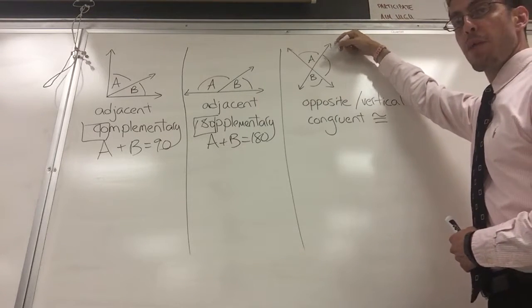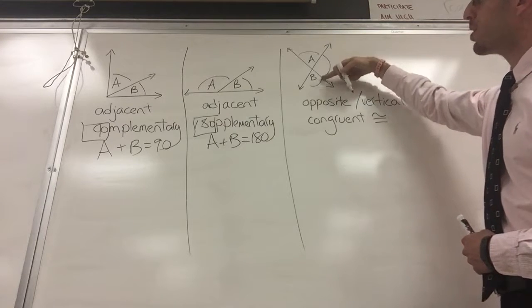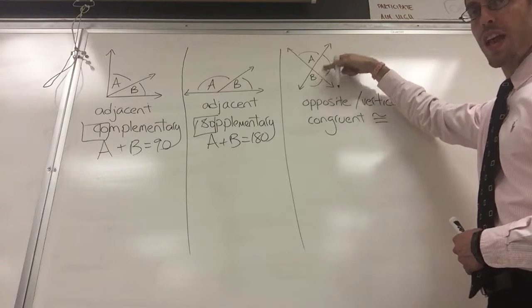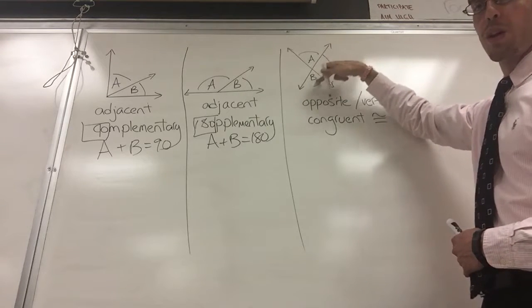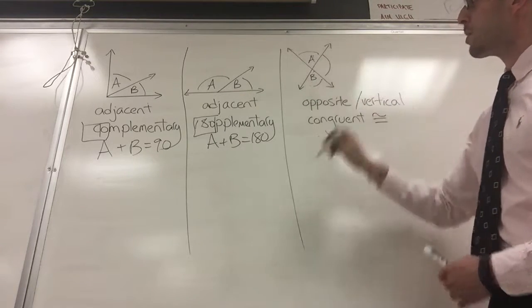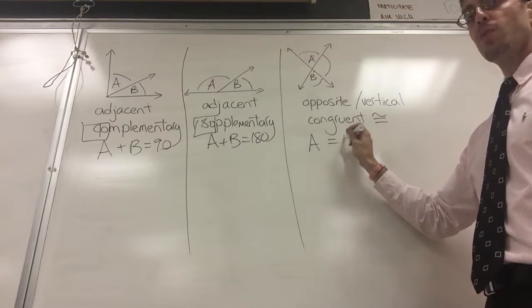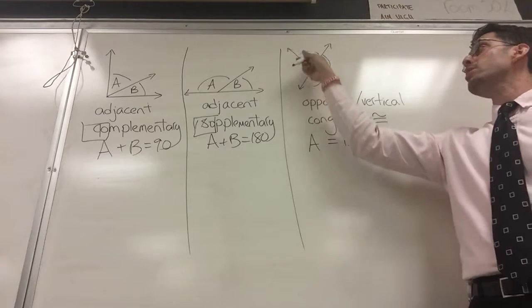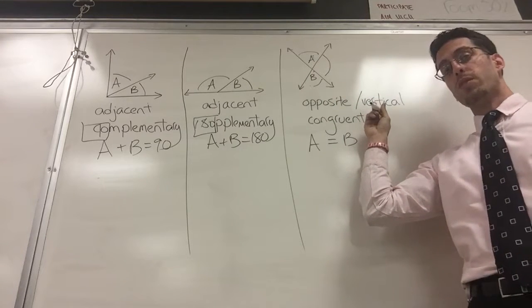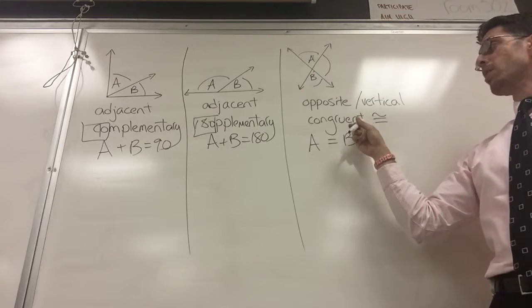So A is like, hey man, me and you, we make 180. But B is also adjacent to that guy. So B is like, hey man, me and you, we make 180. So he's like, whoa, if we make 180 and we make 180, I guess we're the same. So in this case, A equals B. They are congruent to each other. They're opposite each other, a fancy word is vertical angles, and that means they're congruent to each other.